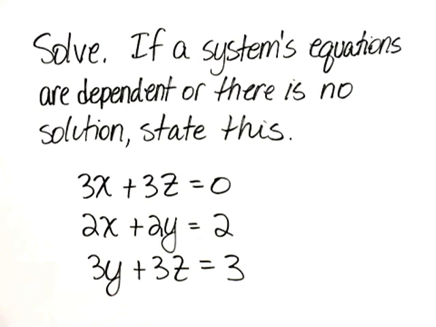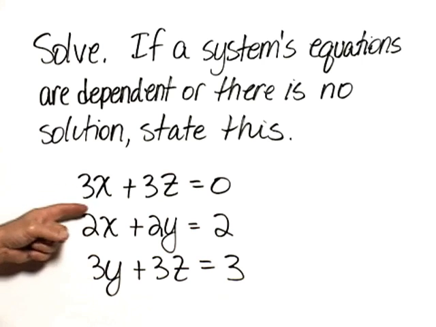Solve. If a system's equations are dependent or there is no solution, state this. 3x plus 3z equals 0, 2x plus 2y equals 2, and 3y plus 3z equals 3.